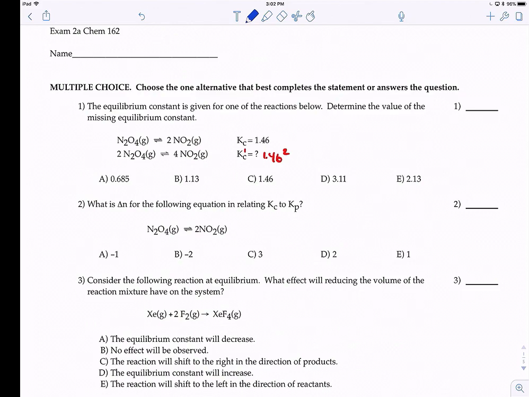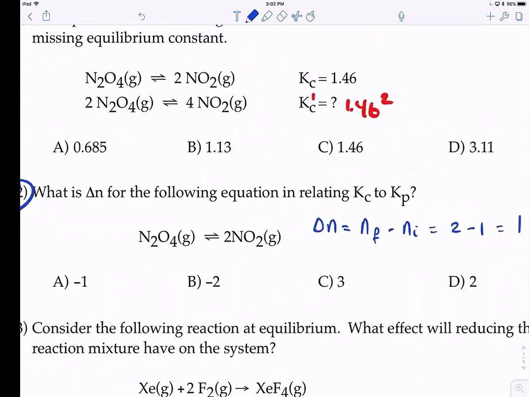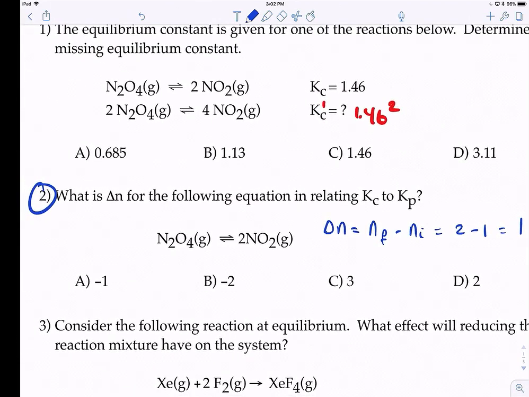Okay, the delta n for the following reaction. The delta n is n final minus n initial. So this is 2 minus 1. There are 2 moles of gas at the end, and there's 1 in the beginning. This equals 1. Okay. Does anybody have any questions on how to do this one here? Questions? Okay.